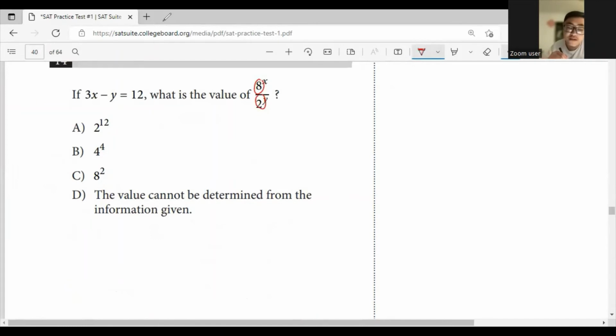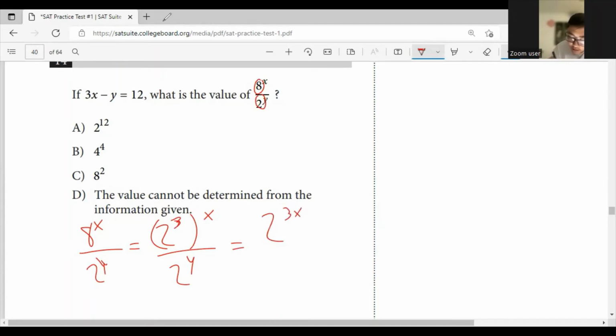But I know 8 is a power of 2, so I can change this to 8 to the power of x over 2 to the power of y, which is just the same as saying 2 to the power of 3, to the power of x, over 2 to the power of y. And if I know my law of exponents, an exponent of an exponent, you just multiply the exponents together. So this is 2 to the power of 3x over 2 to the power of y, and division in law of exponents is just subtraction of the exponents. So that's 2 to the power of 3x minus y.